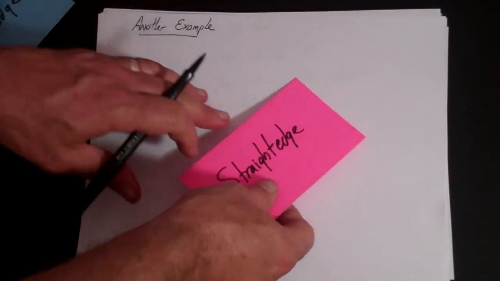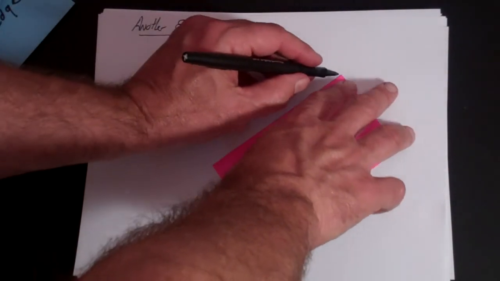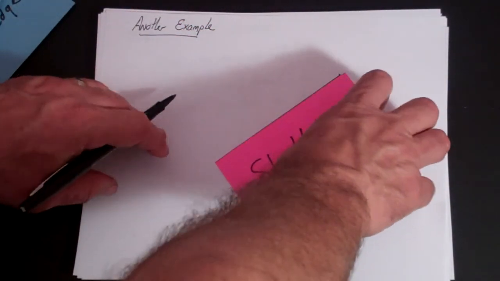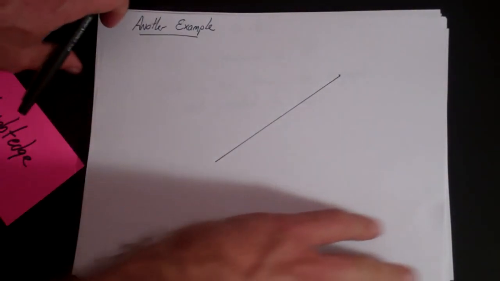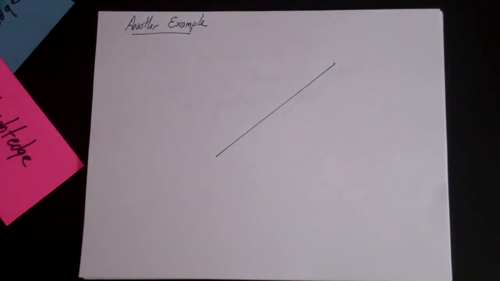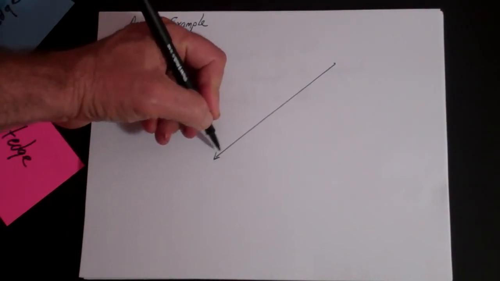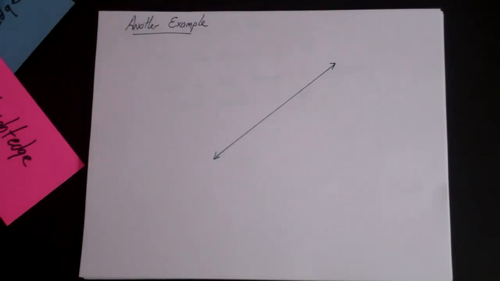Just to make sure that we understand what we're doing here, I'm going to do the problem again, but at a slightly different angle. Let's do an angle like that. Let's draw a line perpendicular to that. Let's go through the steps one by one. So you're given a line, and you want to construct a perpendicular line.